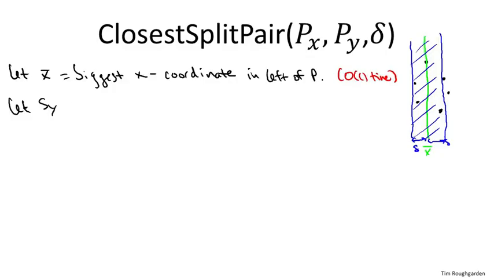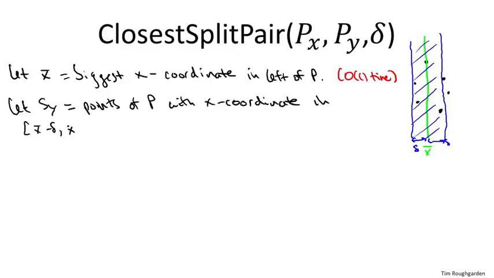So the rest of the algorithm will operate only on the subset of P, the subset of the points that lie in this strip. And we're going to keep track of them sorted by y-coordinate. The formal way to say that they lie in this strip is that they have x-coordinate in the interval with lower endpoint x bar minus delta and upper endpoint x bar plus delta.